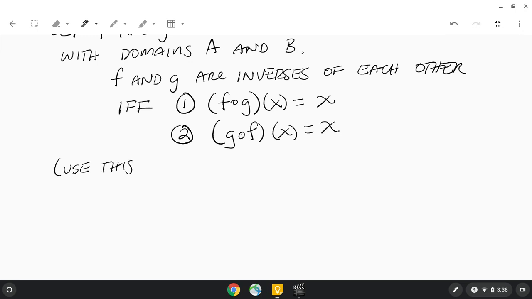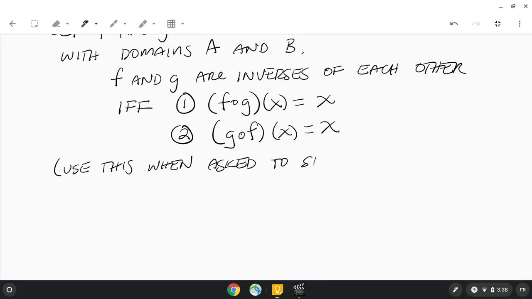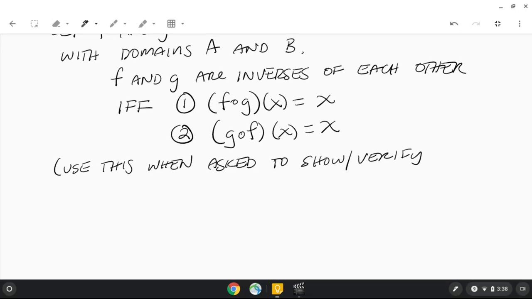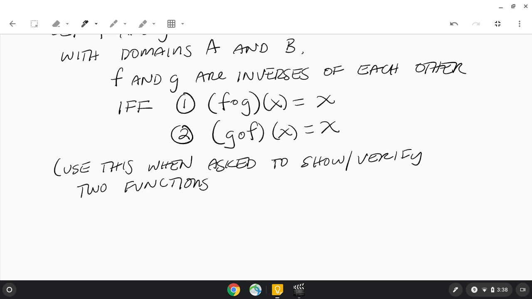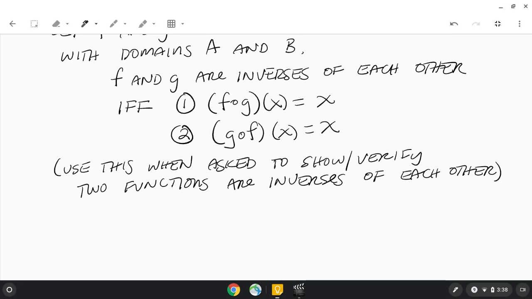So use this when asked to show or verify two functions are inverses of each other. I don't know how to emphasize this because it gets missed a lot on the test. And I'll do an example next.